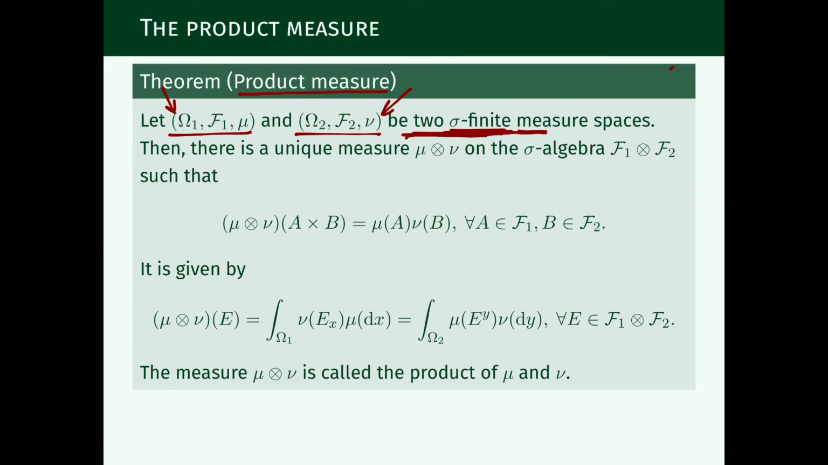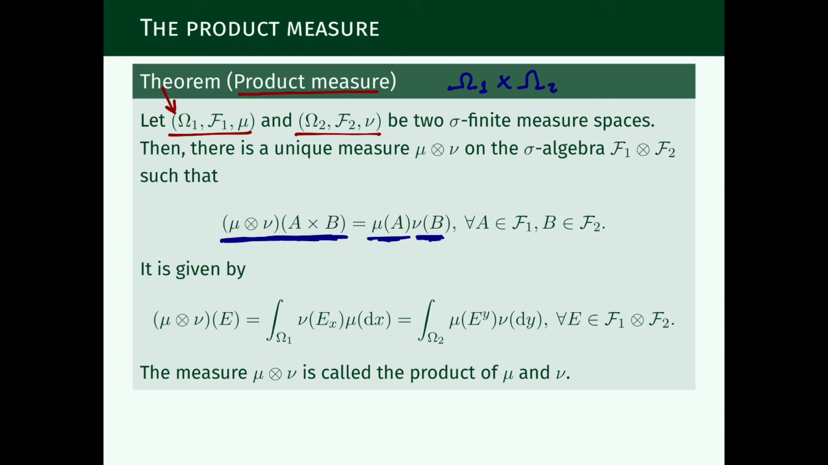And what is this theorem saying? It is saying there exists a unique measure on this sample space, omega 1 cross omega 2, with the product sigma algebra. There's a unique measure with this property, that the measure of a rectangle is the product of the measures of both sides of that rectangle.